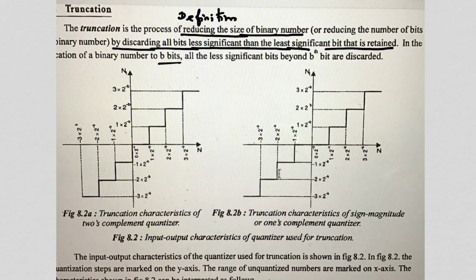So that is illustrated in this case with the help of a staircase approximation, the truncation characteristics. This is called truncation characteristics. In the examination, you may be asked to draw the truncation characteristics of a 2's complement quantizer as well as a 1's complement quantizer. Kindly make a note of it. In the examination, there may be a question about illustrating the figure, or you may be expected to draw the picture of truncation characteristics of a sign magnitude or 1's complement quantizer.